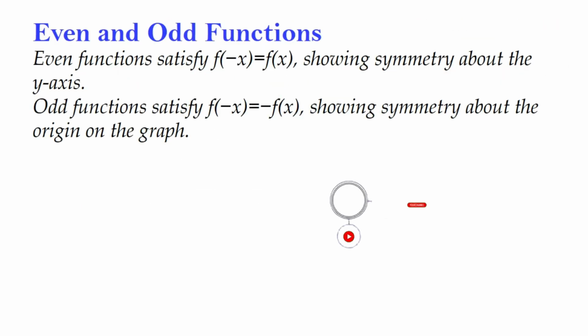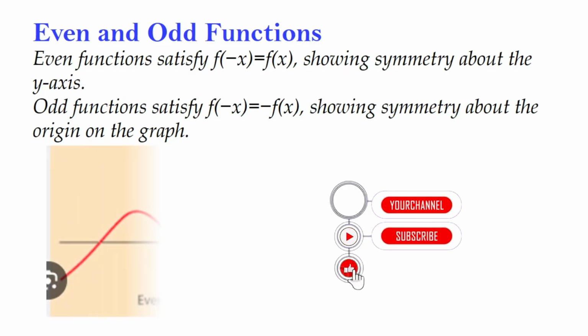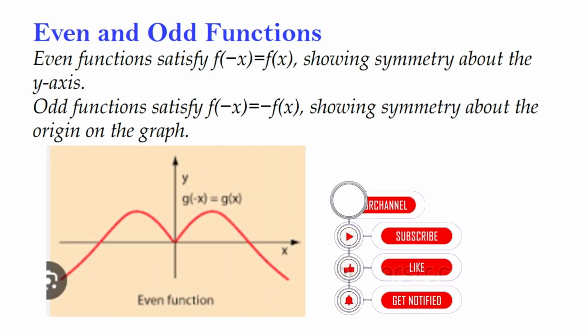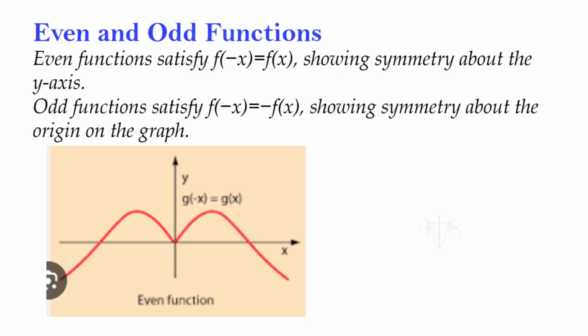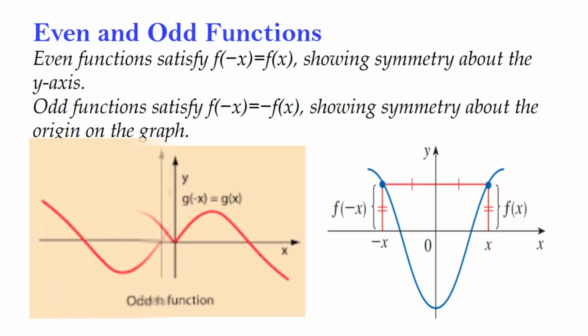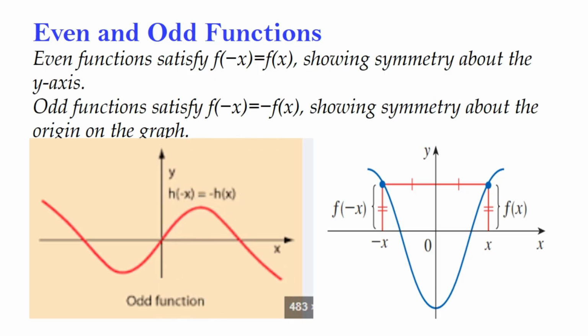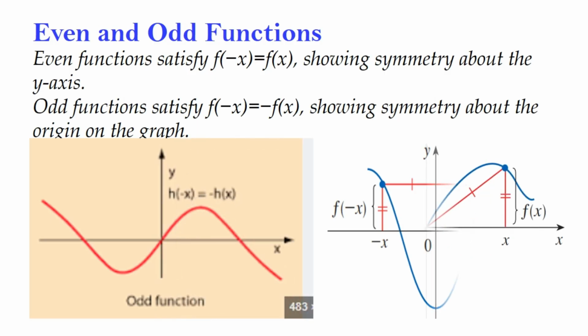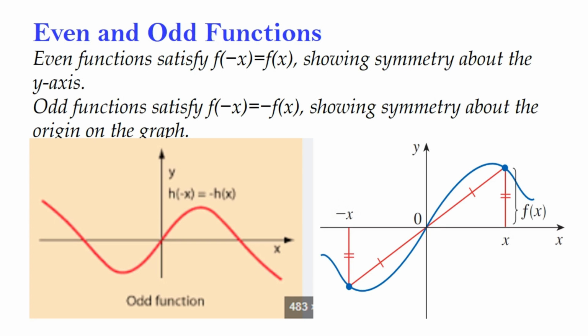Even and odd functions describe specific types of symmetry in mathematical graphs. An even function satisfies f of minus x equals f of x, meaning the graph is symmetric about the y-axis. Both sides mirror each other. An odd function satisfies f of minus x equals minus f of x, meaning the graph has rotational symmetry about the origin. If the graph is rotated 180 degrees around the origin, it looks the same. These properties apply over symmetric domains.